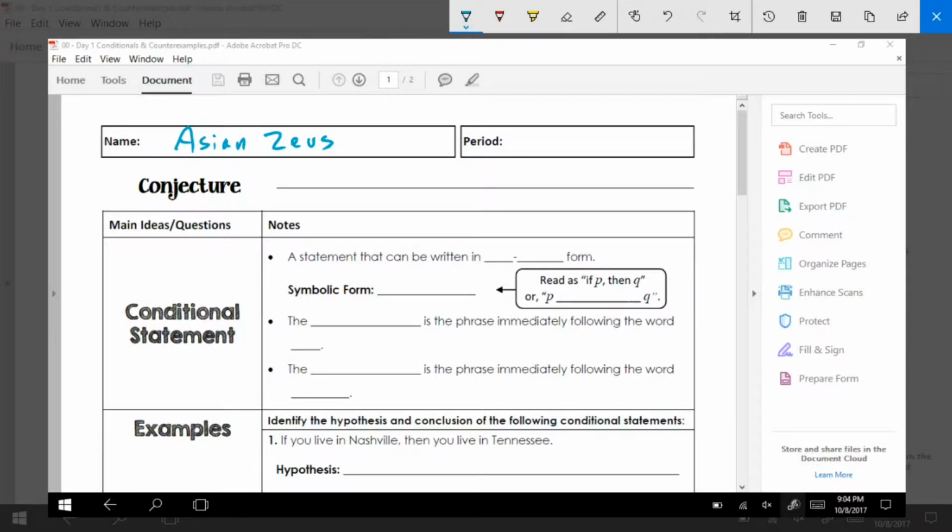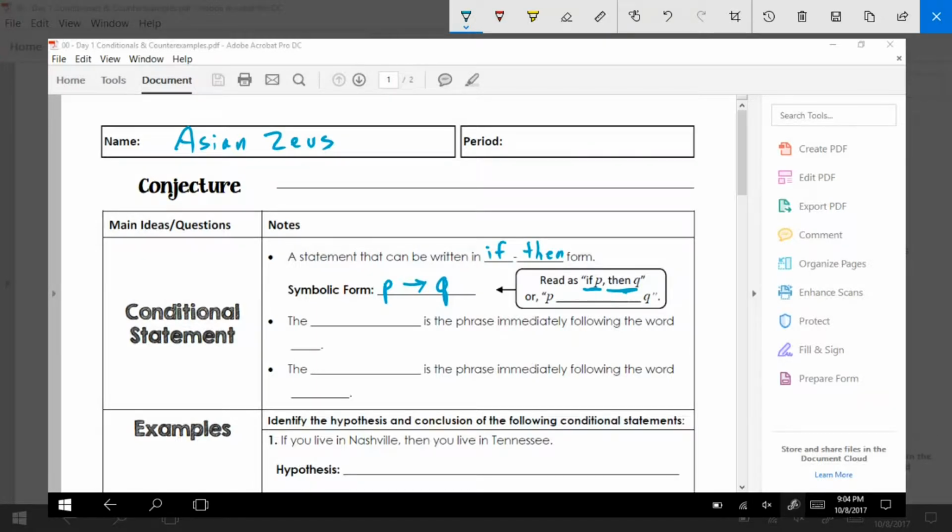Okay. Conditional statement. That's the main idea here. Notes: a statement that can be written in the if-then form. That is a conditional statement. It is written in the symbolic form using symbols P arrow Q, and you read that like "if P then Q." We use the letter P because P stands for proposition. It's something that you're proposing. And Q is just a nearby letter. P, Q, R, S, like that.